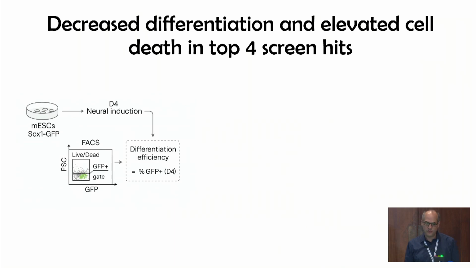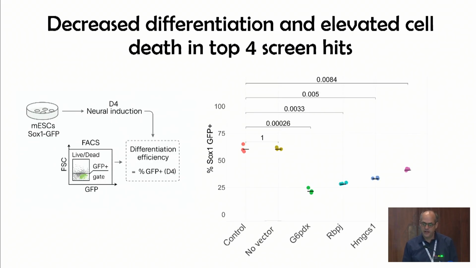In vitro, what we did, we used a SOX1 GFP system. SOX1 is a marker for neural progenitor cells, so we can use it to quantify the differentiation efficiency. And for those 4 genes that we studied, that we took randomly from the top hits, we see for all of them a reduction in differentiation efficiency and increased cell death.